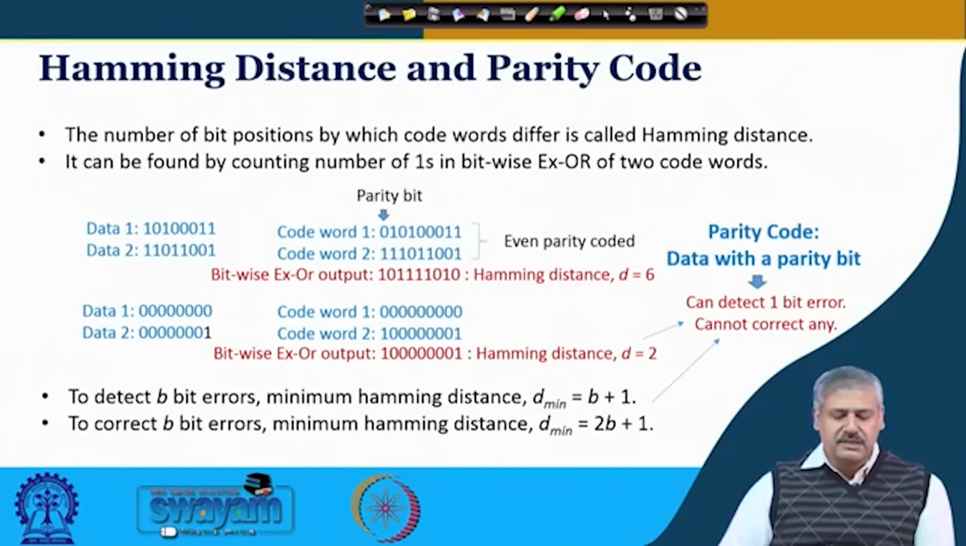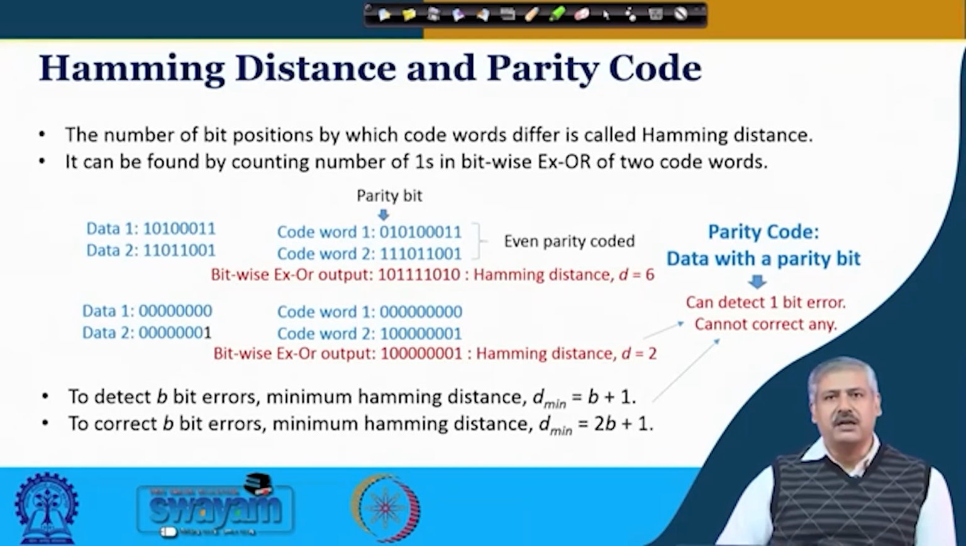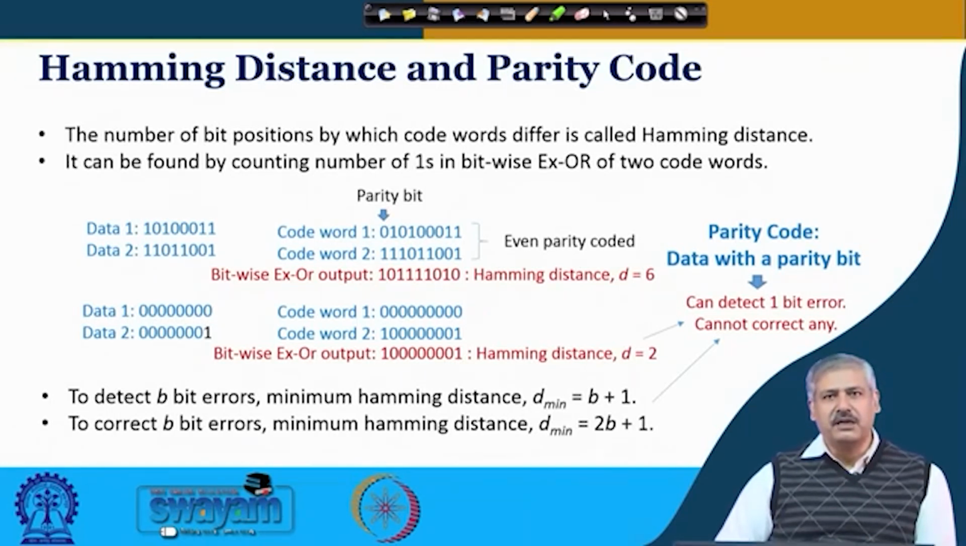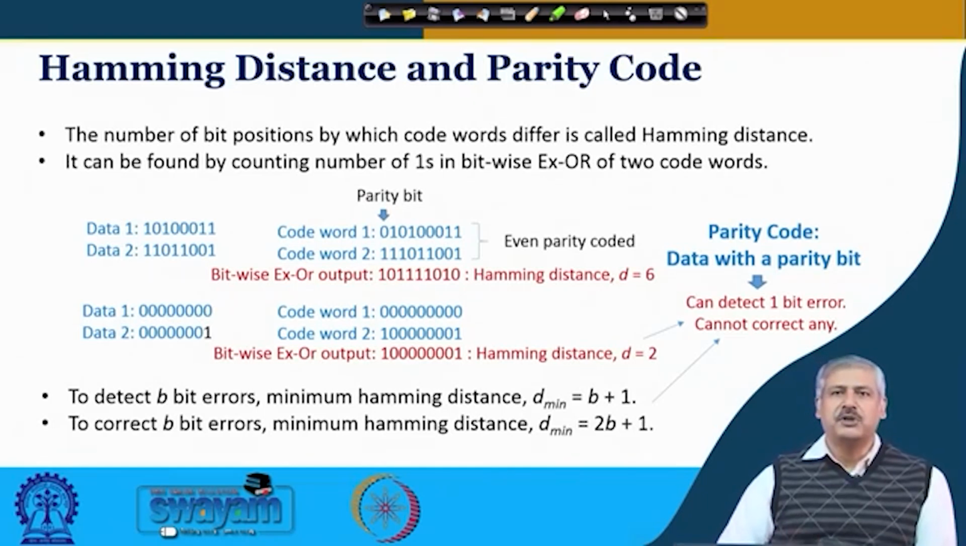Hamming distance is the number of bit positions by which code words differ from one another. If there is one code word and there is another code word, we look at the bit positions where they differ, and how can we get it? We can take the bitwise XOR operation of them. Whenever the bits at a particular position are of the same value, 1 1 or 0 0, the XOR gate output will be 0, and when they differ, that is 1 0 or 0 1, the output will be 1.